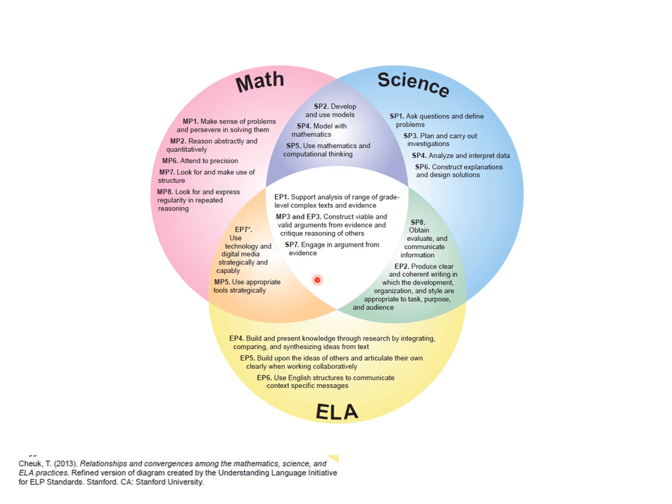For instance, where all 3 of them overlap include engaging in argument from evidence, constructing arguments in math and literary studies, and also supporting analysis of a range of grade level complex text. So these are all part of engaging in argument, and have similarities in all 3 fields. We'll look at some of these in more detail in a second in terms of the overlap between language-related functions and science practices. The takeaway message from this is that this focus on language and language proficiency goes across content areas.